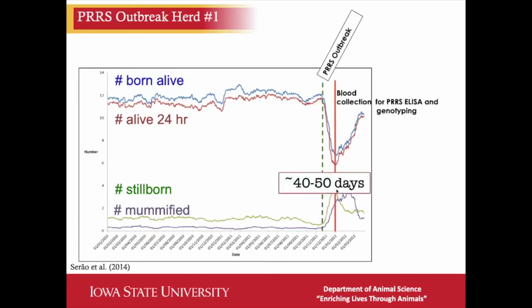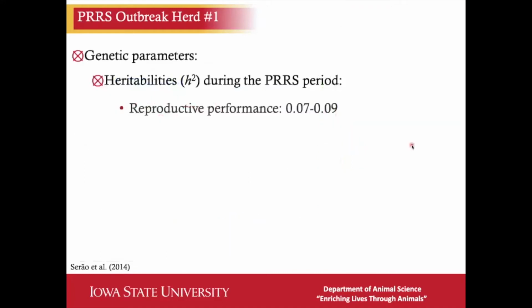So the outbreak was detected. Blood samples were collected on all of these animals. There were about 600 sows in the farm. The blood samples were collected to do a PRRS ELISA test and also genotyping on these animals. Okay? But as I mentioned, we are always interested in measuring how heritable these traits are.